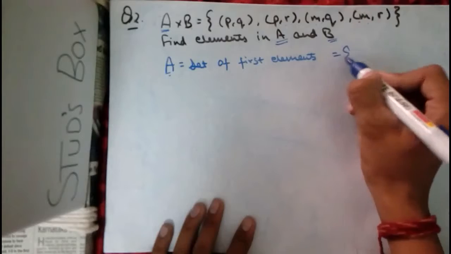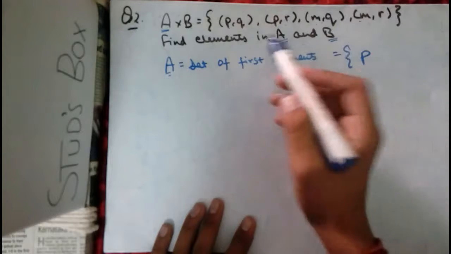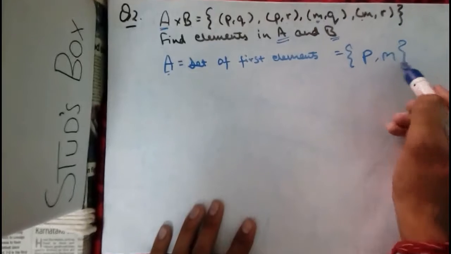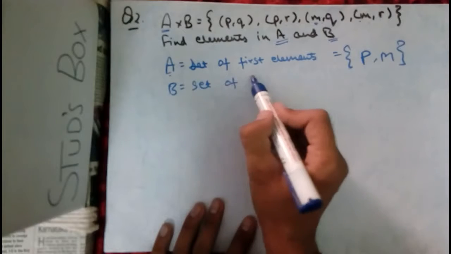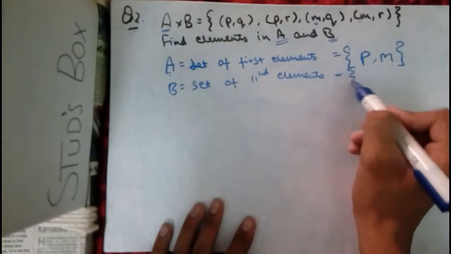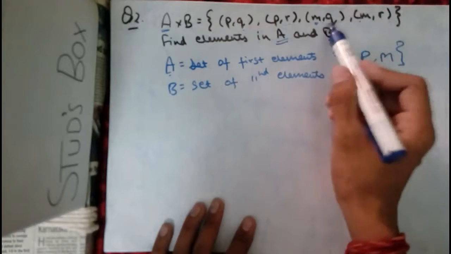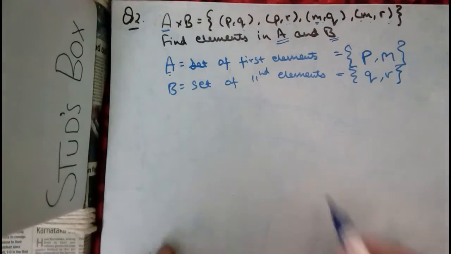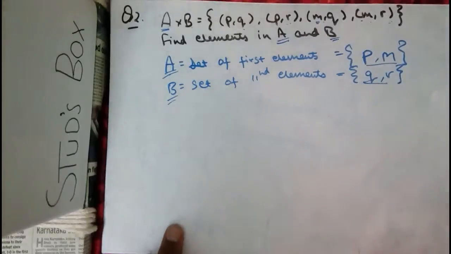So it will be equal to P, again P, but in a set we don't repeat, so it is going to be P and M. And for B, it is going to be the set of second elements, which is going to be Q and R, and since we don't repeat in a set, it will be Q and R only. So elements of A are P, M, and elements of B are Q, R.